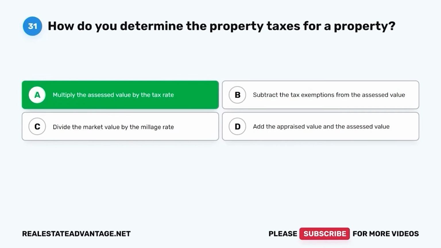Property taxes are typically calculated by multiplying the assessed value of the property by the tax rate set by the local government.